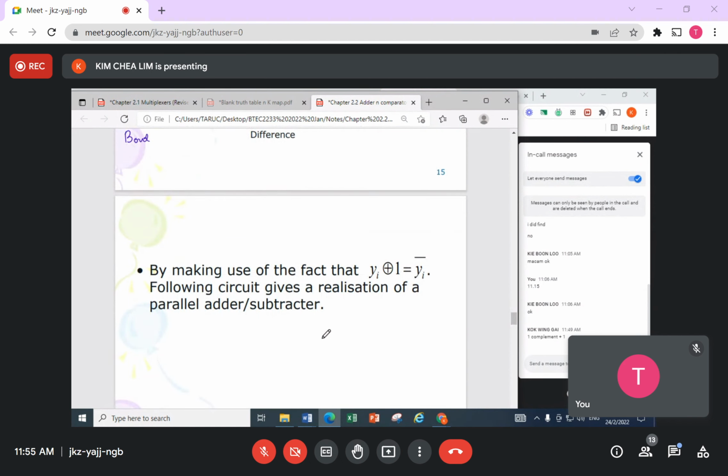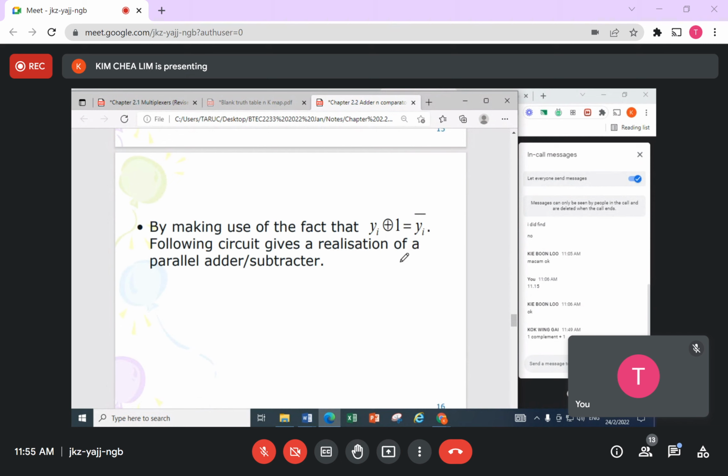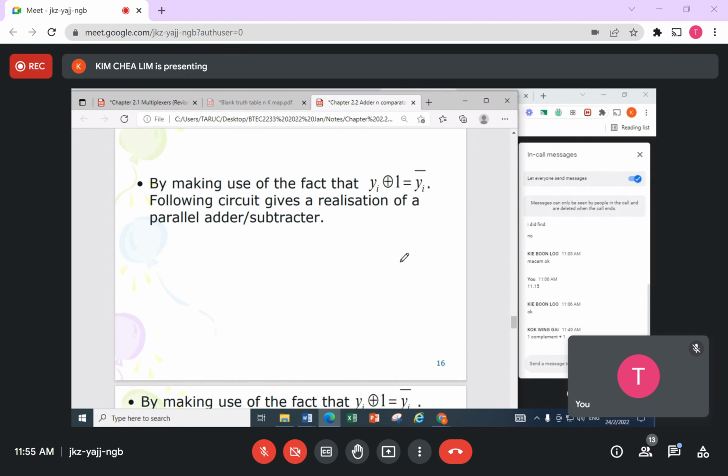Now, this part here tells you what happens when I XOR it with 1. I want to generate a design with just one control input. If I put some control input, it functions like a full adder. If I change the control input, then it functions like a subtractor. So what I can do now is play around with this part.